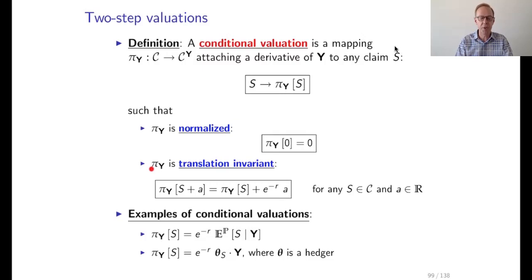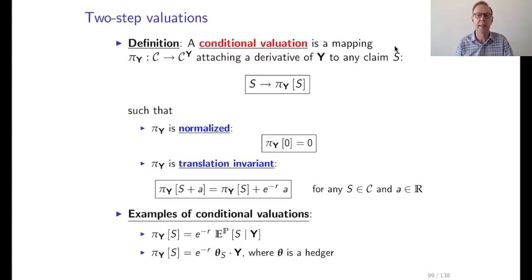Examples of conditional valuations are then π_Y(S) equal to e to the power minus r times the expectation under P of S given Y. This is a conditional valuation because it attaches a derivative to any claim S, and it is normalized and translation invariant. Another example: if we start from a hedger θ, we attach to any claim S the time one value of the hedge attached to S, but discounted until time zero. This π_Y(S) is also a conditional valuation.